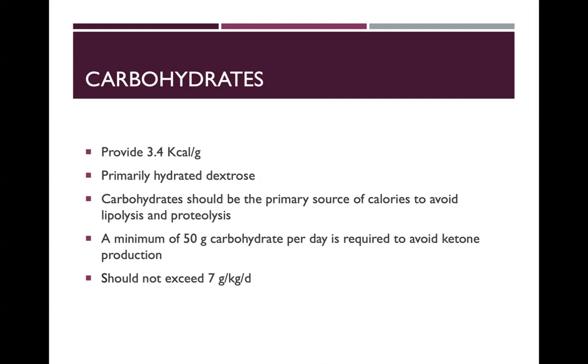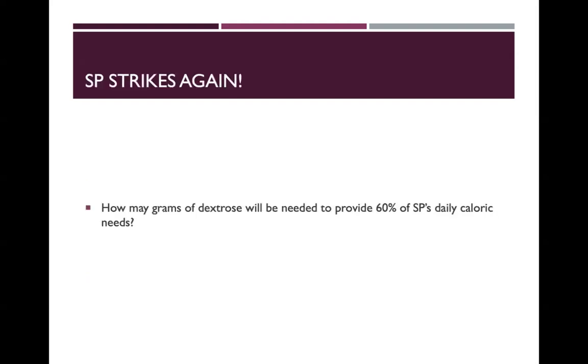Another number, it's important to know in general, but you don't have to memorize it for the exam: the bare minimum is about 50 grams, and the maximum amount of carbohydrates to give for the whole day is 7 grams per kilogram per day. That's weight based. Beyond that, you're providing too much carbohydrate, even for a non-diabetic patient to tolerate, and they're going to develop hyperglycemia and complications because of that. So again, the main number I want you to know on that slide is the 3.4 kcal per gram, and it's mainly hydrated dextrose.